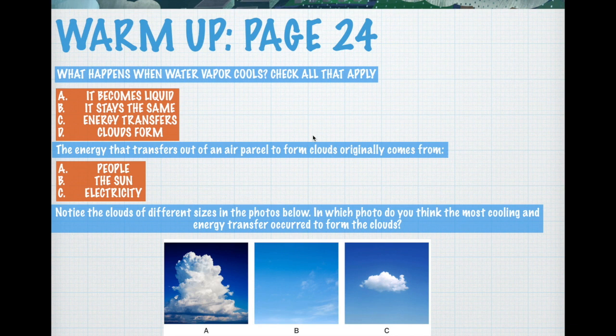Notice the clouds of different sizes in the photos below. If we look at the pictures, A is significantly larger, B almost none, and C looks like a standard individual, a cute cloud. But if we look at A, there is a lot. If we know that energy transfer is what causes clouds, then if there's a lot more cloud, that means there would be a lot more energy transferring.